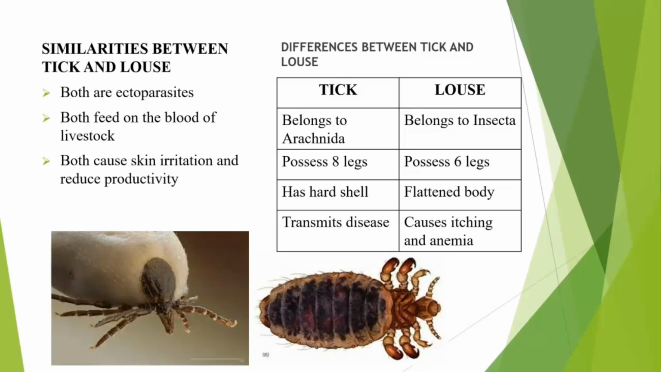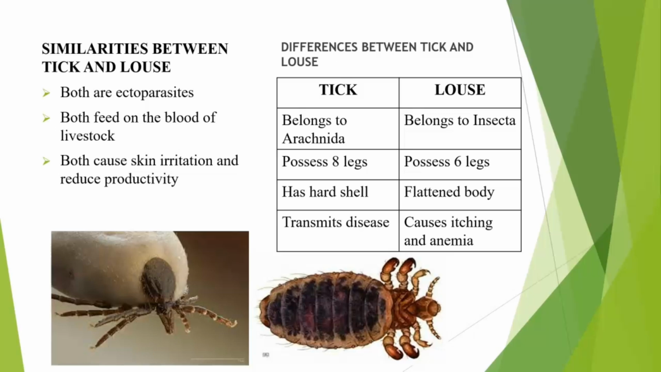Also, they feed on the blood of livestock. That's why one of their effects is anemia. And lastly, they can cause skin irritation or skin itching, and also they will reduce productivity. They can also ask you to contrast. Again, I told you when you are asked to contrast, it simply means draw a table.